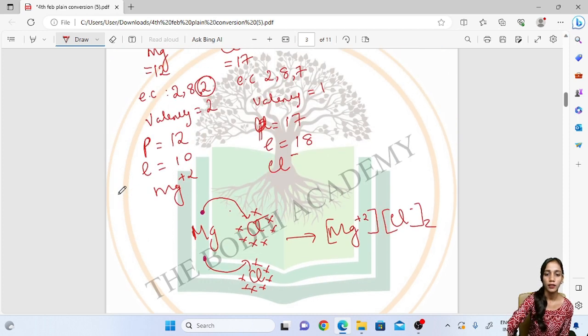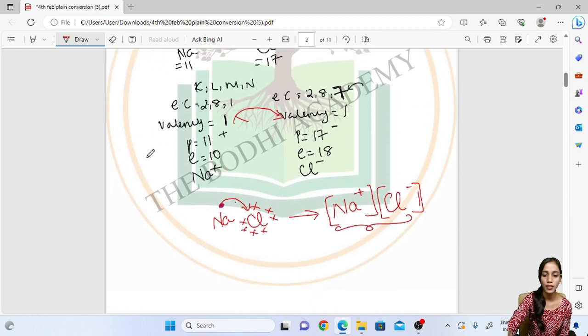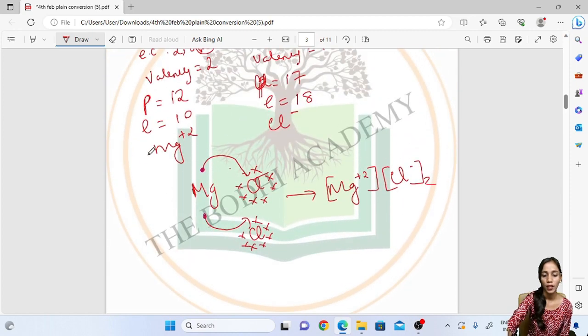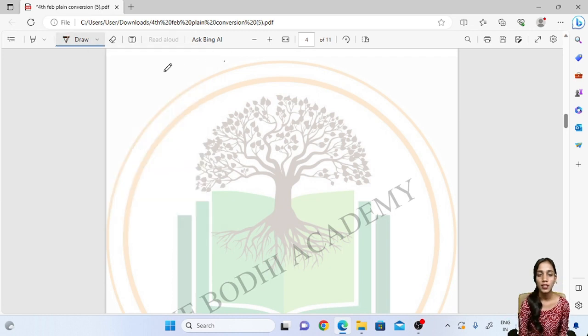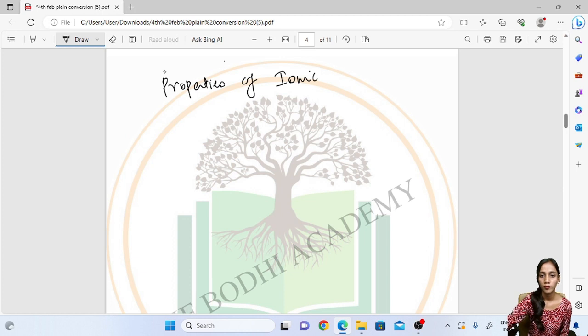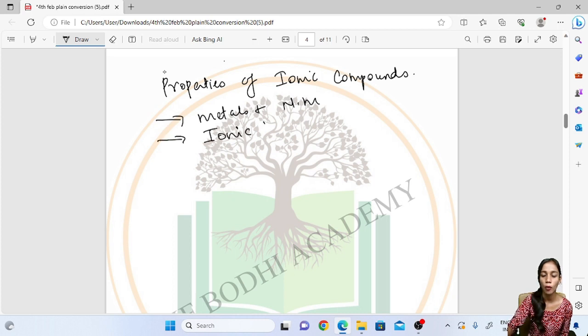Now we have done 2 examples of ionic compounds, that is NaCl and the second one is MgCl2. These compounds are called ionic compounds. Now we need to study some of the properties of these ionic compounds. First of all, ionic compounds are made up of metals and non-metals. They share an ionic bond between them. They are also called electrovalent compounds.